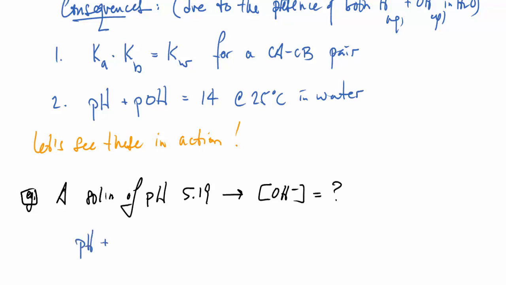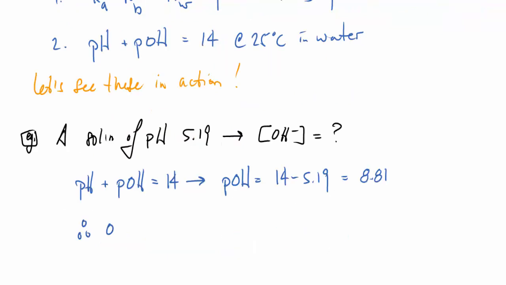So here we have a solution of pH 5.19, and our question is, what's the hydroxide ion concentration? Well, it's an acid, truly, 5.19, but there will be hydroxide ion.